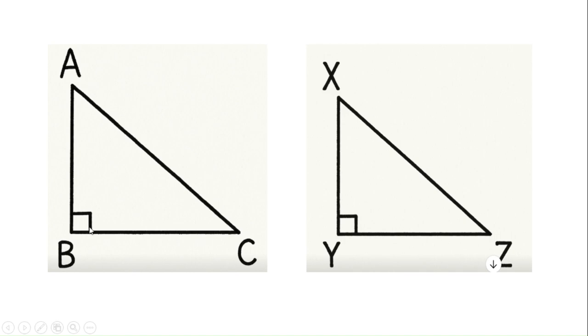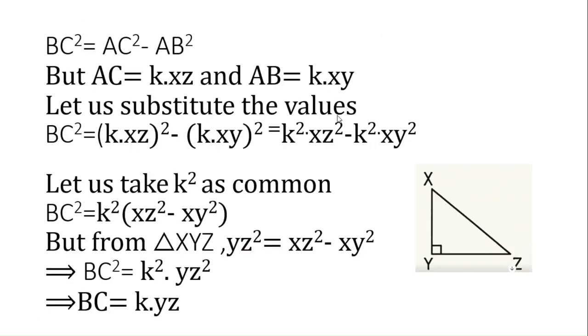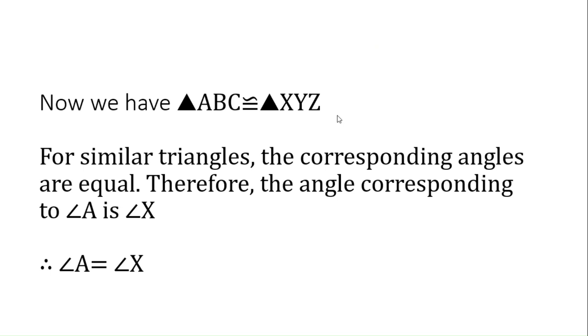It is clear that angle B is equal to angle Y because both are right angles. So what is the corresponding angle of A? It is nothing but X in XYZ. So we can clearly say that angle A is equal to angle X. First we proved that triangle ABC is similar to triangle XYZ. By taking that criteria, we have proved that angle A is equal to angle X.